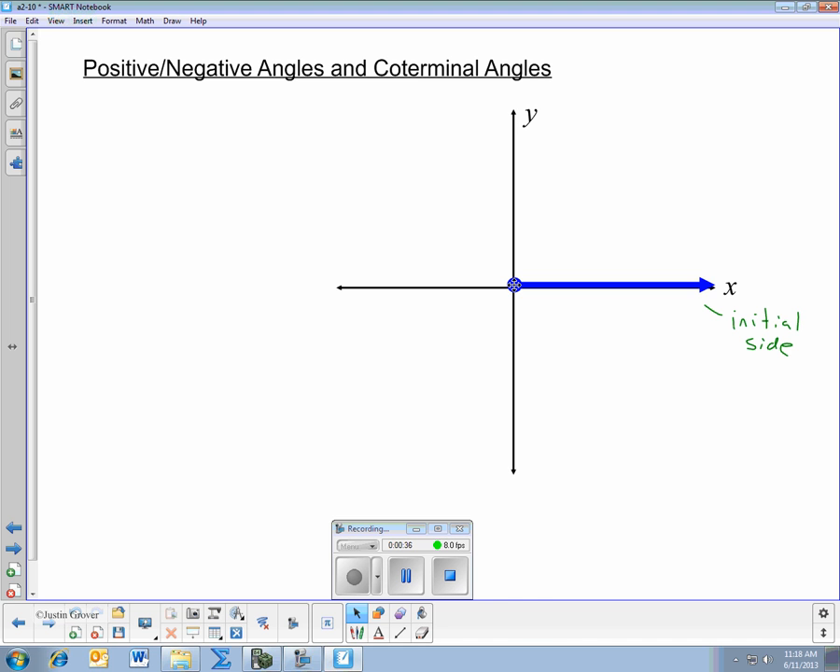Now, the concept of positive versus negative is that a positive angle is one that opens like this. This would be considered a positive angle, and that symbol is called theta. It's like a circle with a zero with a line through it. It's the Greek letter theta, and we use that to represent angle measurements. But a positive angle opens counterclockwise.